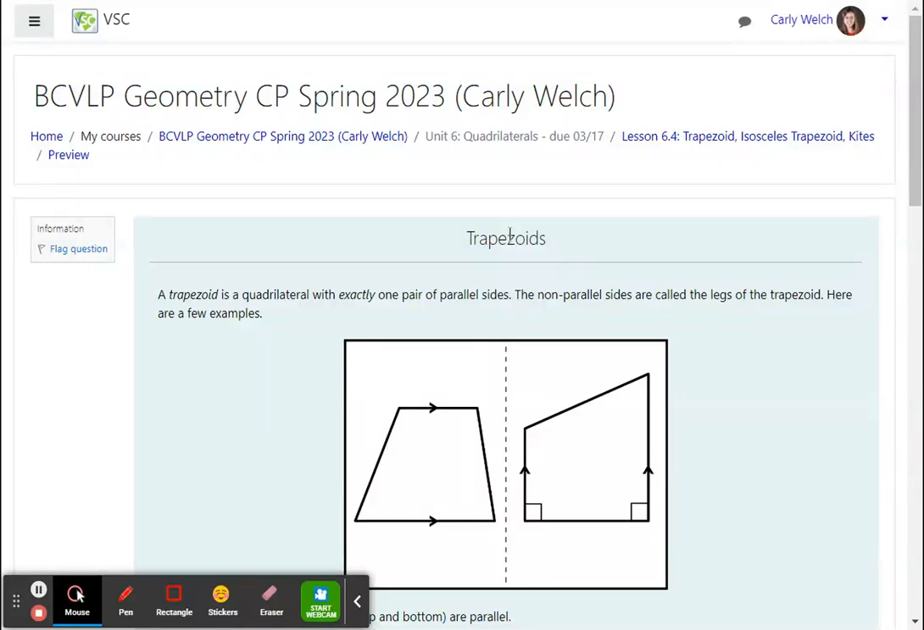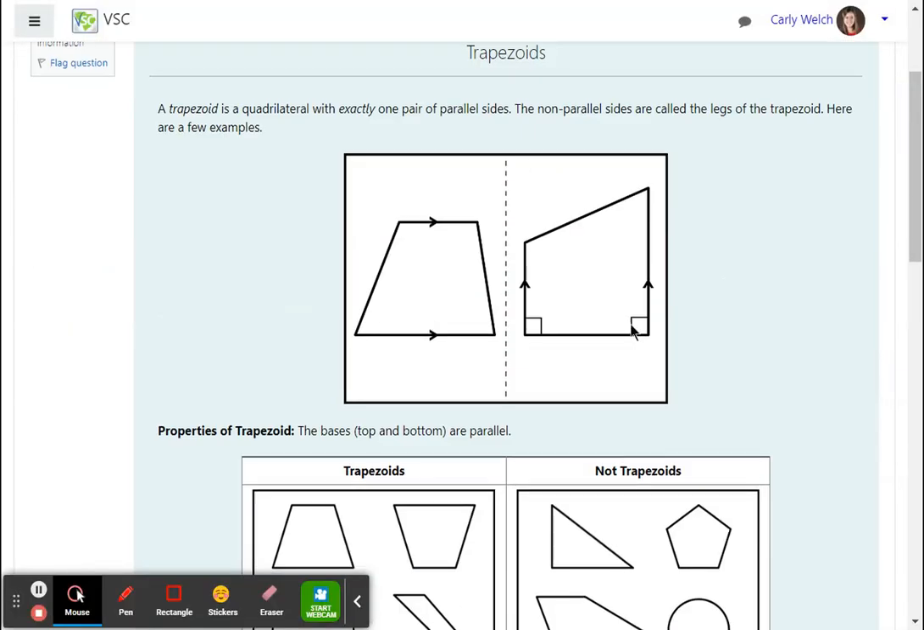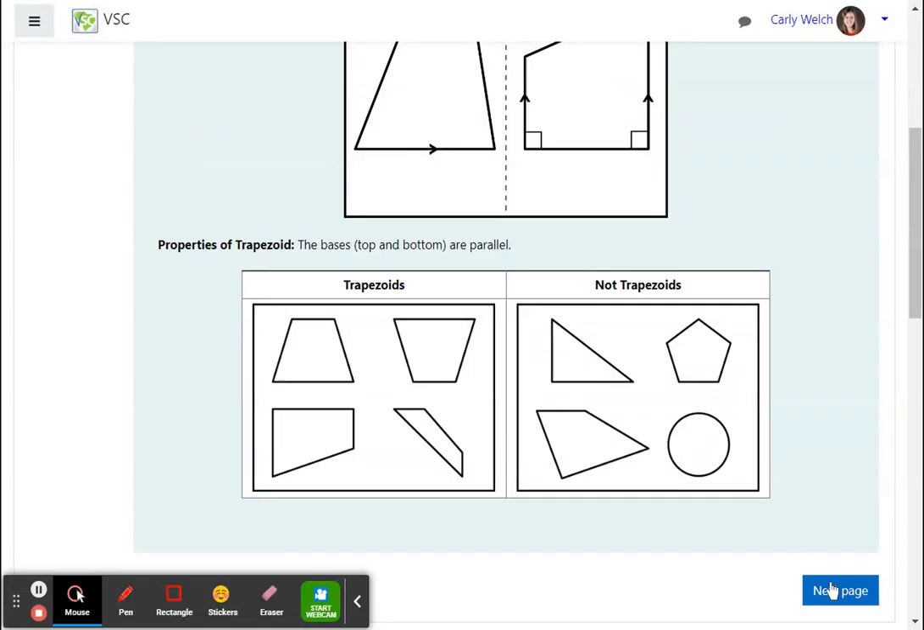All right, so lesson 6.4, we have trapezoids, isosceles trapezoids, and kites. So a trapezoid is a quadrilateral with exactly one pair of parallel sides. The non-parallel sides are called the legs of the trapezoid. So a couple of examples.